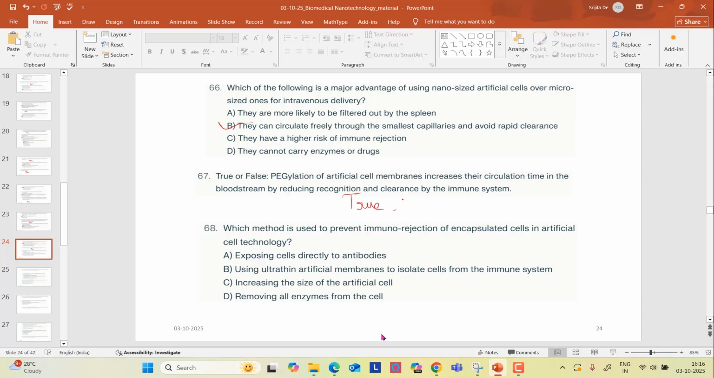Which method is used to prevent immunorejection of encapsulated cells in artificial cell technology? Exposing cells directly to antibodies, using ultra-thin artificial membranes to isolate cells from the immune system, increasing the size of the artificial cell, and removing all enzymes from the cell. Option B, yes, it is the ultra-thin membranes.